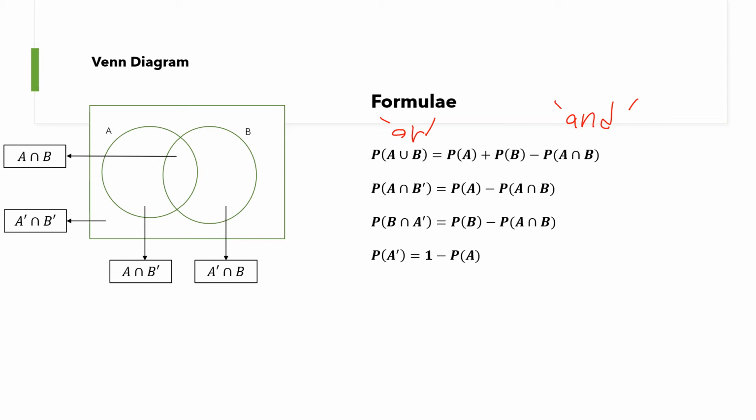So now see the formula. P(A union B) equals P(A) plus P(B) minus P(A intersect B). The second formula, P(A union B'), where B' is called not B, equals P(A) minus P(A intersect B). P(B union A'), or not A, equals P(B) minus P(A intersect B). And P(not A) equals 1 minus P(A). So I will show you later in the example.